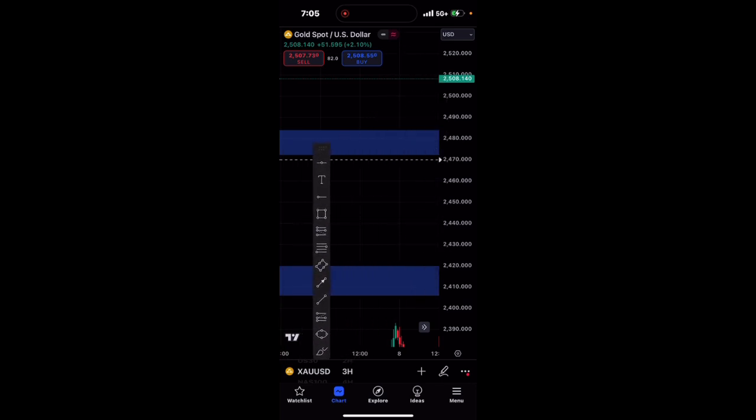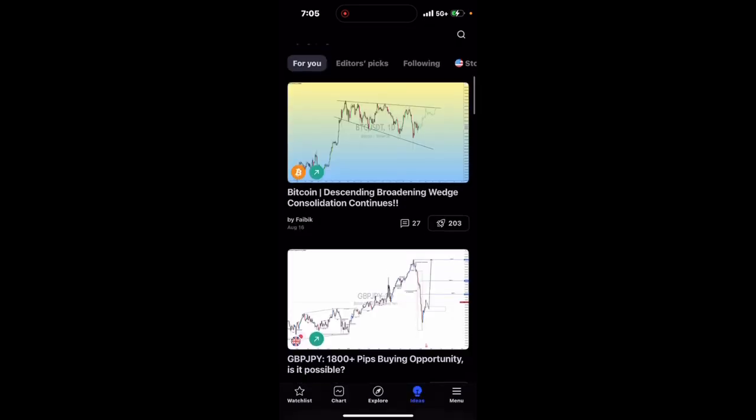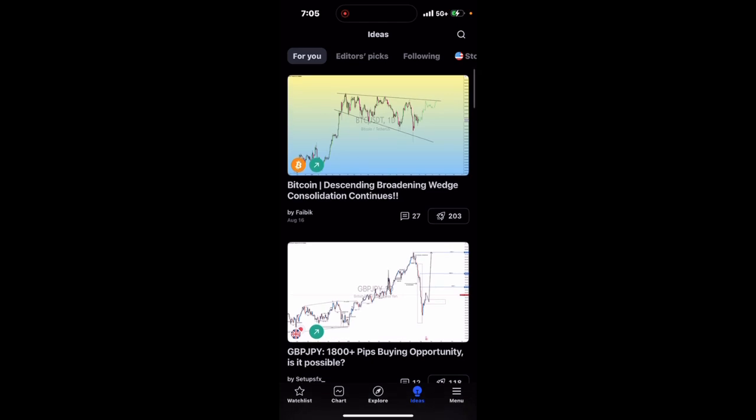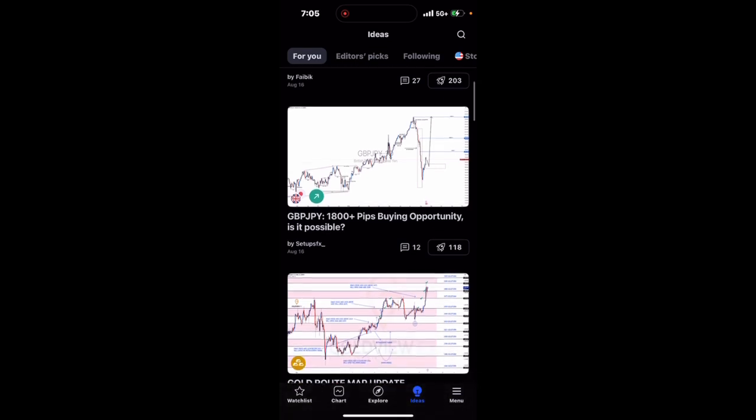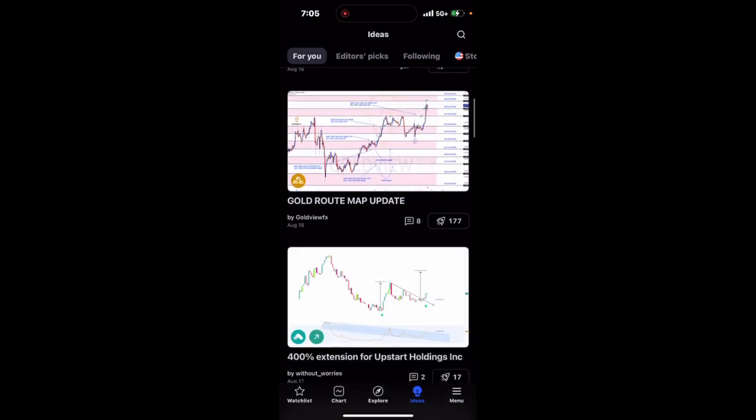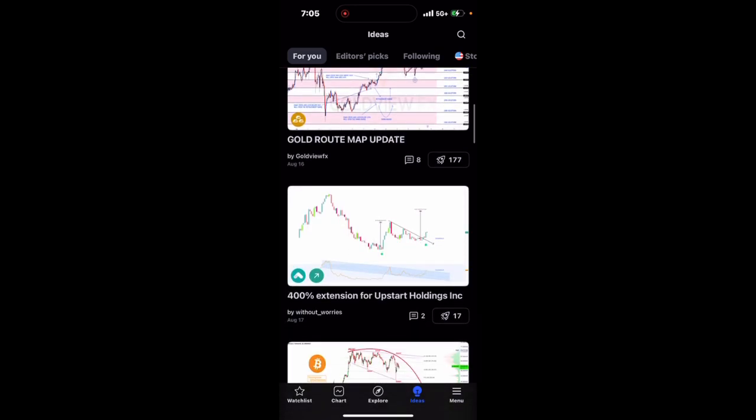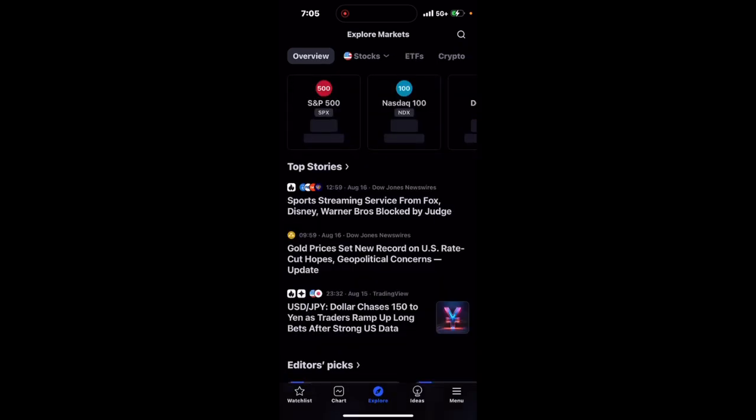You can also go down below and look at people's ideas that they have for the upcoming week. You can search any pair that you might like using the search bar at the top. And it just allows you to have more insight on what could possibly be going on and what people are seeing for the week upcoming. This allows you to explore stocks, ETFs, and cryptos.